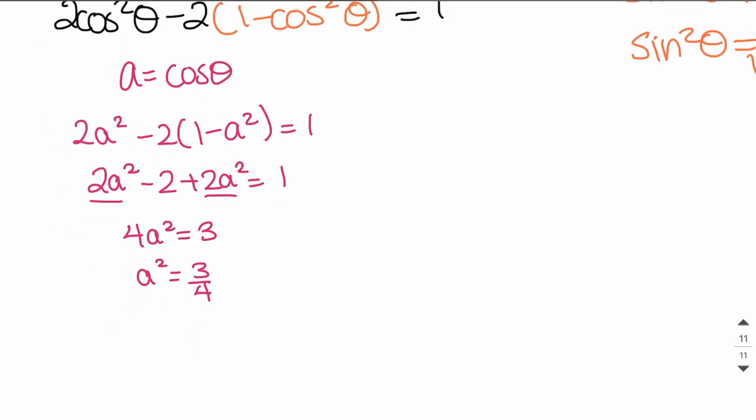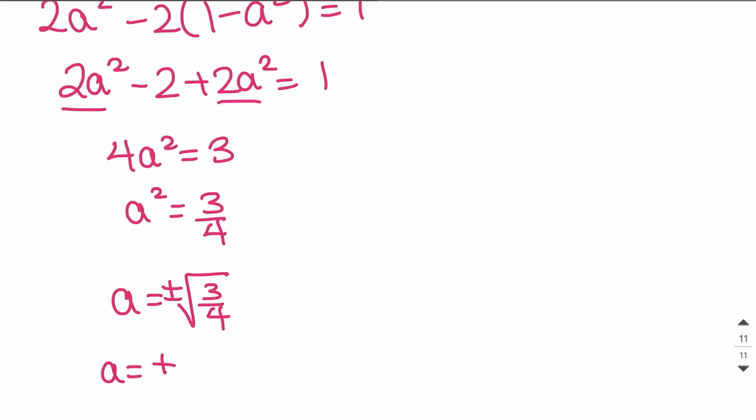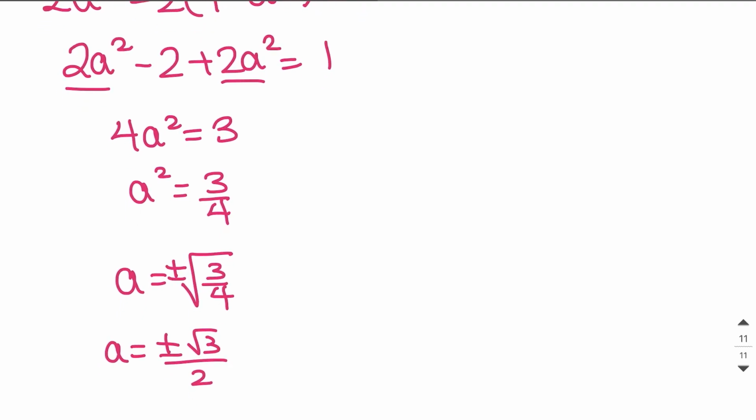But lastly, I'm going to square root. So right here, I'm going to square root 3 over 4, and the square root of 3 over 4 must have a plus or minus in front. For some reason, we always forget this plus or minus, and we can't forget it. It's so important right here. Now, I cannot square root 3 evenly, but I can square root 4 evenly. So what ends up happening is we get plus or minus root 3 over 2.